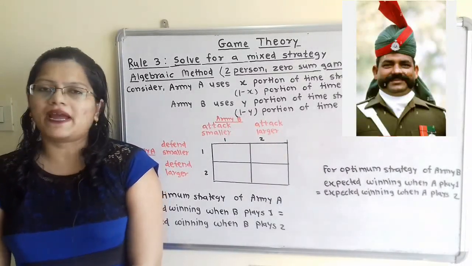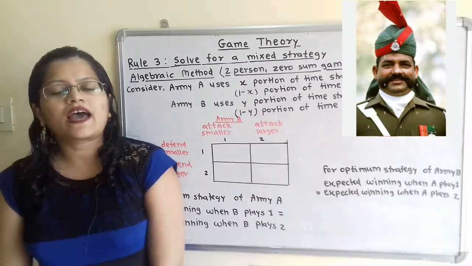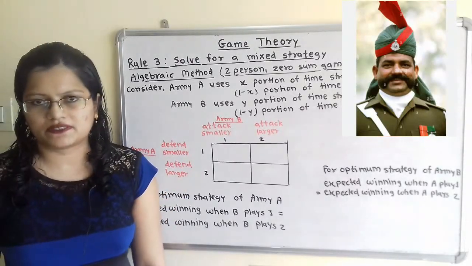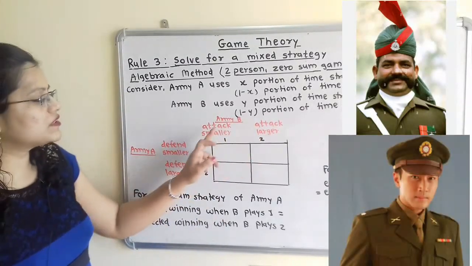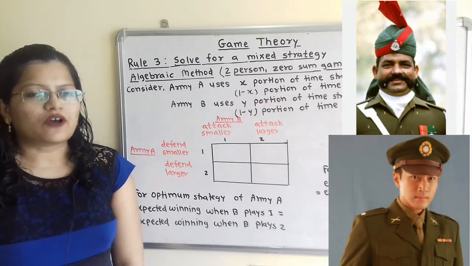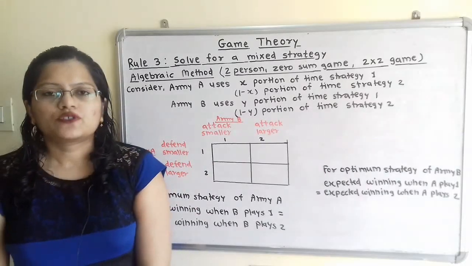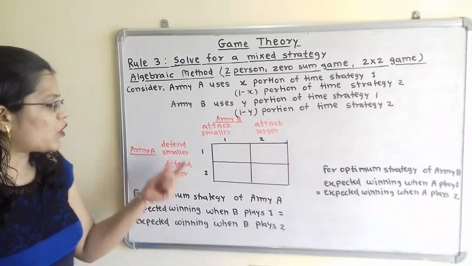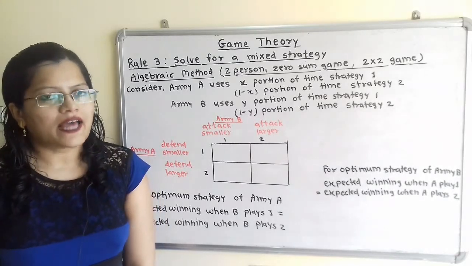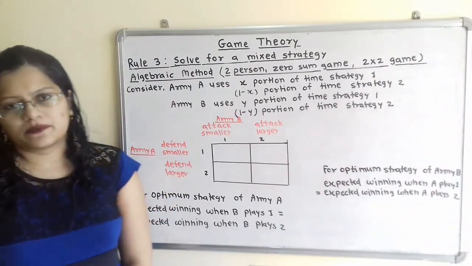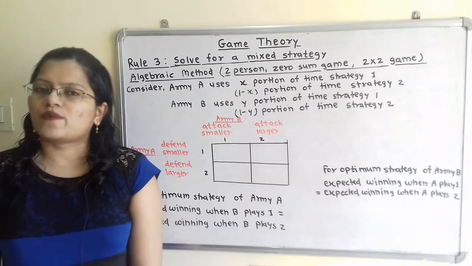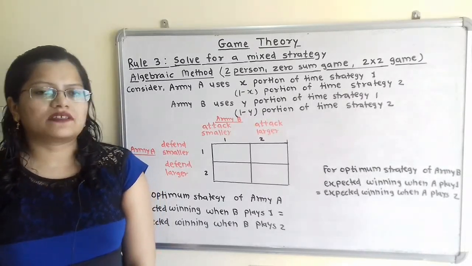Let us prepare the gain matrix for Army A. There are two strategies for Army A: defend smaller airbase and defend larger airbase. In the same way, Army B has two strategies: attack smaller airbase and attack larger airbase. Now this is the gain matrix for Army A. Whenever Army A loses the smaller airbase, we write -1 point. When Army A loses the larger airbase, as it is given that the larger airbase is 3 times as valuable as the smaller airbase, we write -3 points.